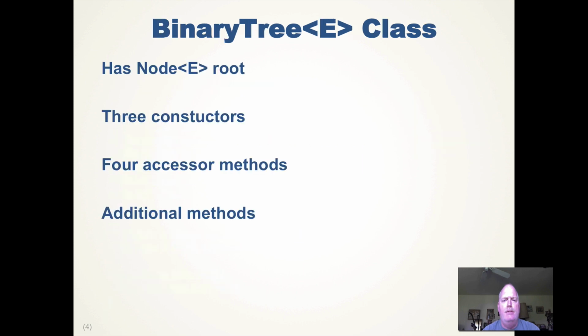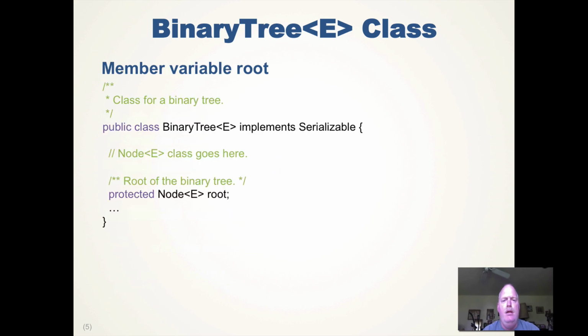The next class is the BinaryTree class. It has a root node, 3 constructors for ease of use, 4 accessor methods that allow us to get the different pieces of the binary tree, and some additional methods for printing out the tree and doing some traversals. So first off, the binary tree implements serializable, again, so that we can store it easily using the Java I/O system. And we have a root node, that is the root of the binary tree.